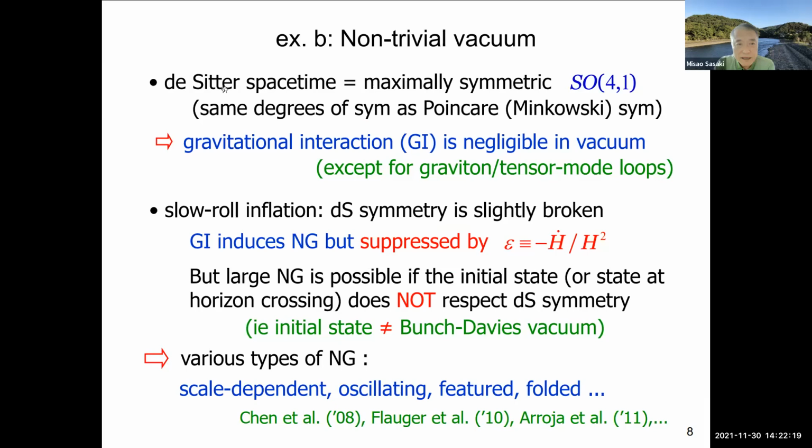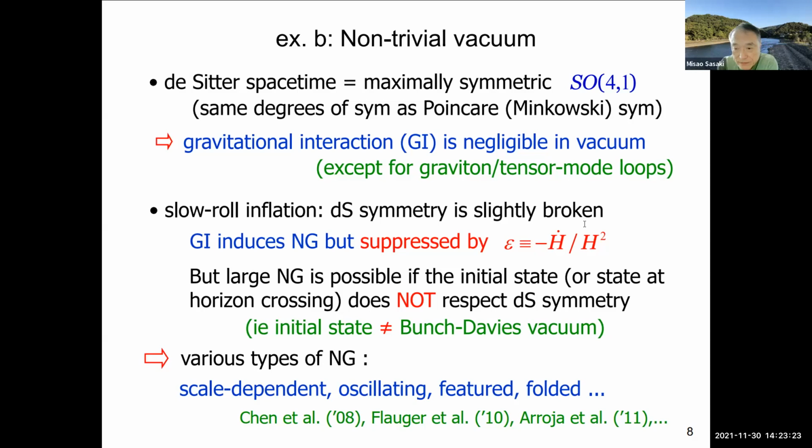Another is the case of some non-trivial vacuum, which may not be so easy to realize, but anyway, the point is that if you consider the limit of pure exponential expansion, then this space, de Sitter space, is known to be maximally symmetric, meaning that it has very high symmetry. The symmetry is the same as that of Minkowski space. Slow-roll inflation means that the variation of the Hubble parameter, epsilon, is very small, but even if it is very small, it may be non-vanishing. And if it is non-vanishing, it breaks this symmetry by a small amount, given by this epsilon.